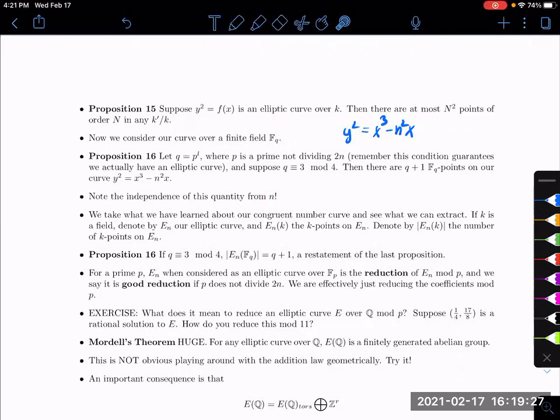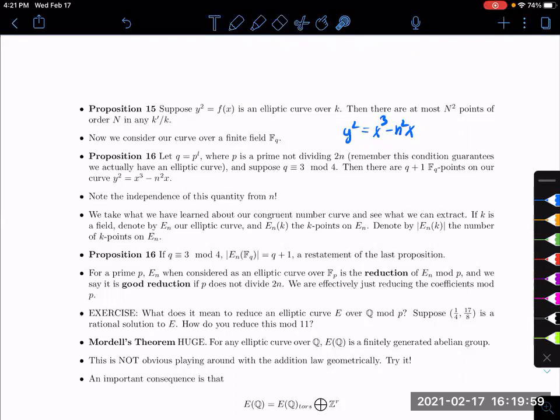So let's take what we've learned about our specific congruent number curve and see if we can push this any further. What happens if Q equals 1 mod 4 in that case? The situation is worse. I don't actually know the answer. But you're going to see what you need to see from this in just a bit. I'll show you the big picture in a minute.